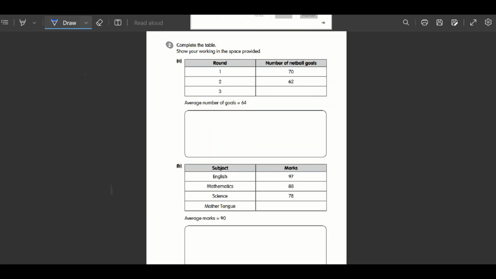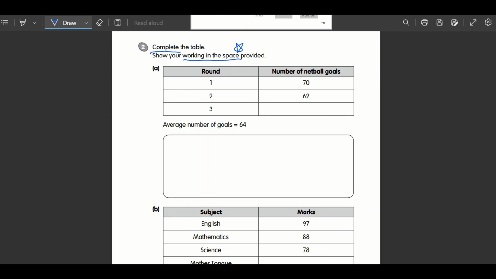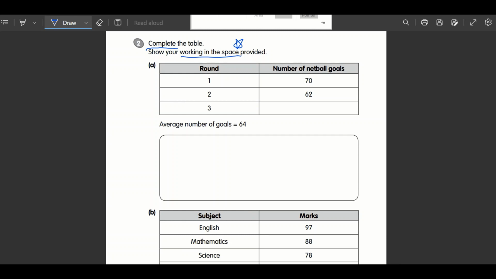So over here, page 122. Complete the table. Show your working in the space provided. Now this is extremely important. We have talked about this multiple times, how working out and showing your workings can get you marks.